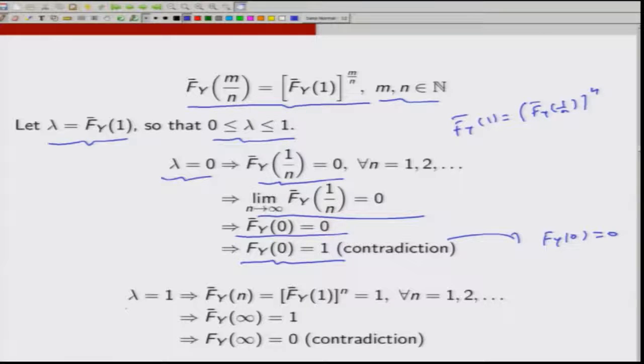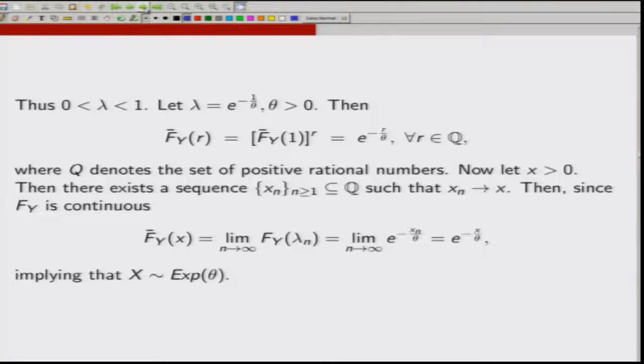Now, let us look at lambda as 1. If lambda is 1, then I know that f bar y n is same as f bar y 1 whole power n. So, this is 1. So, that means I take n going to infinity. So, f bar y infinity is 1. That means fy infinity, which is 1 minus f bar y infinity, is 0. But f being a distribution function, fy infinity has to be 1. So, even this is not possible. So, that means my lambda has to be strictly between 0 and 1. So, thus lambda has to be strictly between 0 and 1.